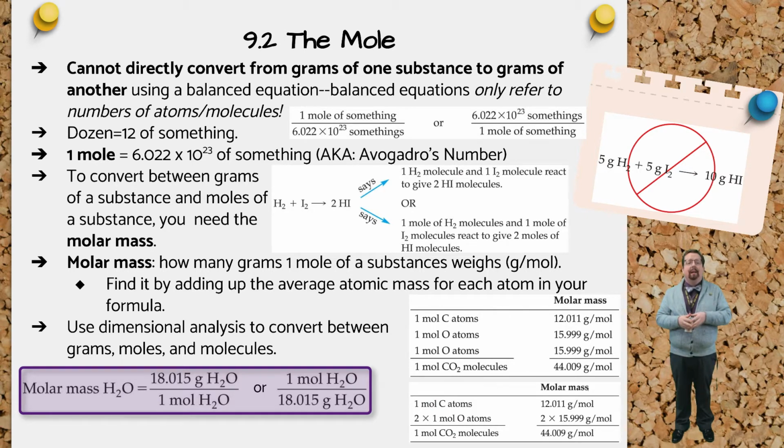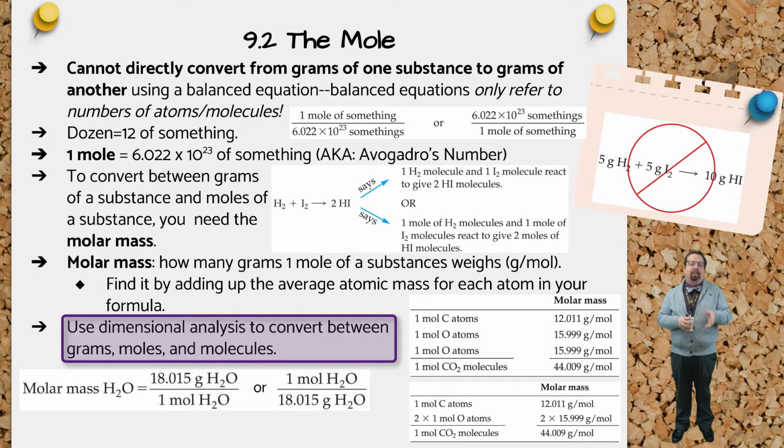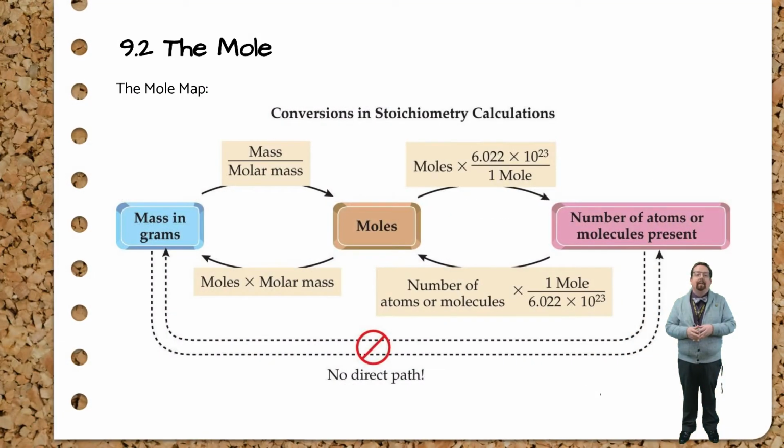You can see here how it can be used as a conversion factor in dimensional analysis. Since the molar mass is how many grams there are in 1 mole, the conversion factor will always have 1 mole on one side and however many grams the molar mass is on the other. At this point, you should be able to convert between moles and grams using molar mass, and between moles and the number of atoms or molecules using Avogadro's number. Here's a handy chart that helps summarize those two types of conversions.